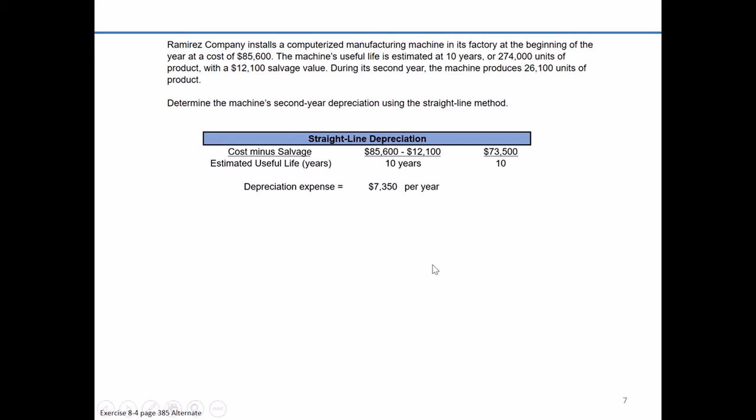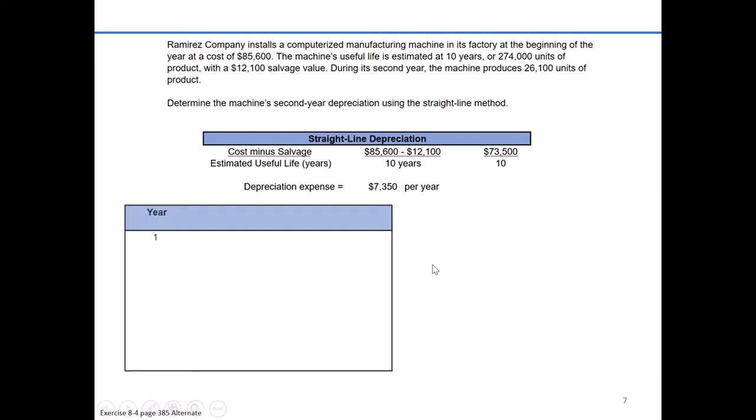So if we start to build our scenario here, in year one, we're going to start with a beginning book value. And if you recall from the chapter, book value is simply cost minus accumulated depreciation. Well, at the beginning of year one, we haven't recorded any depreciation, so our beginning book value is just going to be the cost of $85,600. The annual amount of depreciation expense that we're going to show in year one is going to be the same amount we'll show in each year, and that's going to be $7,350.